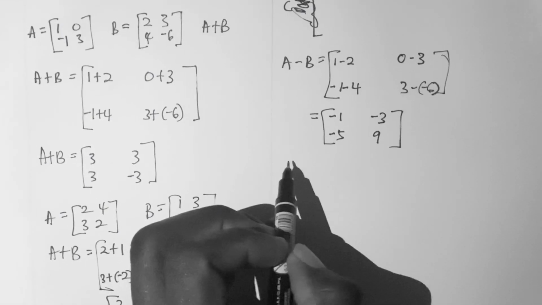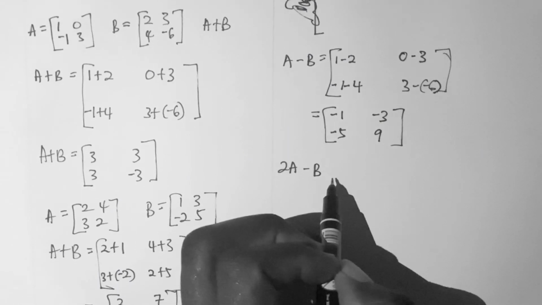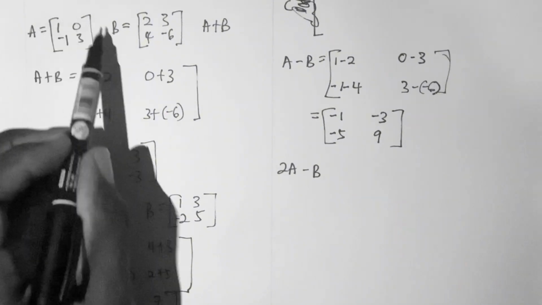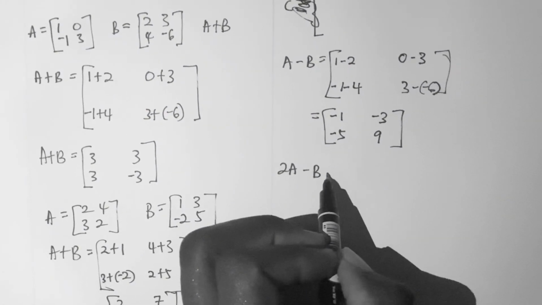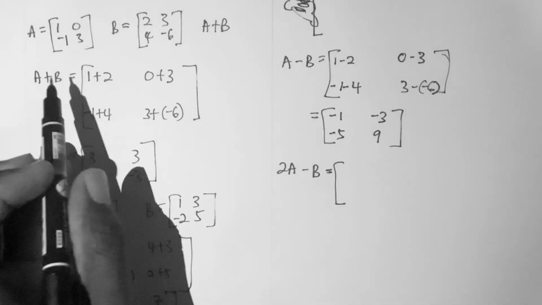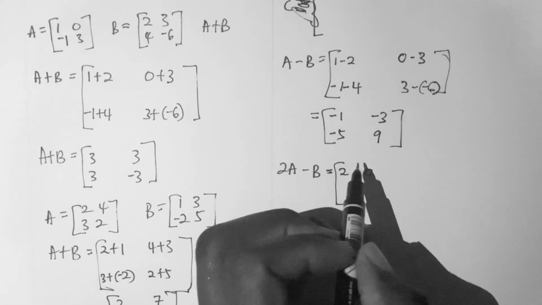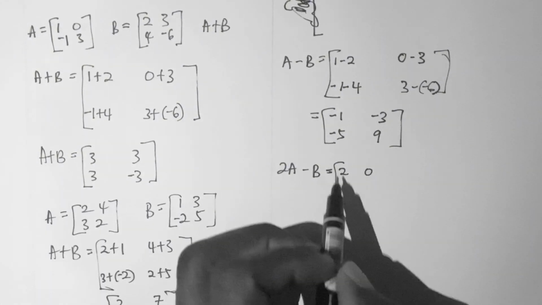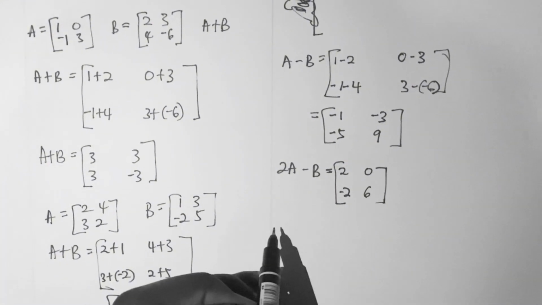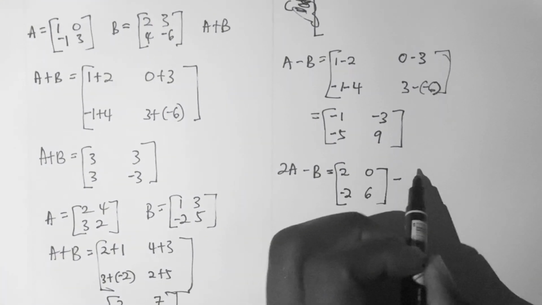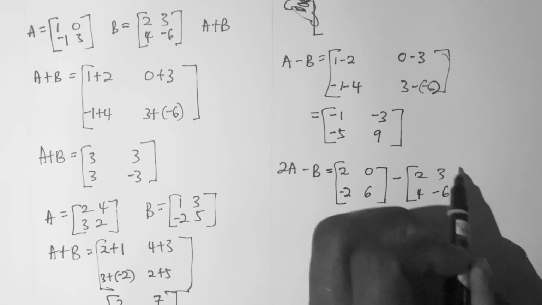Now let's find 2A minus B. So what it means is that we need to multiply matrix A by 2. So 2A minus B is equal to, so if we multiply 2 by 1, it is 2. 2 times 0 is 0. And then 2 times minus 1 is minus 2. 2 times 3 is 6. So this is 2A. Then we subtract B from it. B is 2, 3, 4, minus 6.